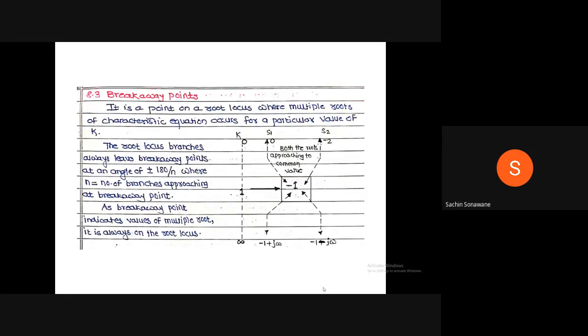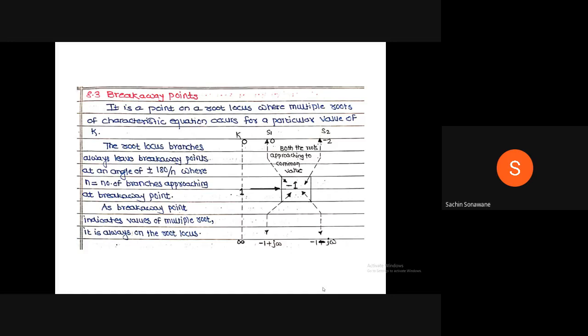Now the breakaway point. It is a point on a root locus where multiple roots of the characteristic equation occur for a particular value of K. The root locus branches. Branch means leaves. Always remember, branch means to start from that point or to leave that point. We know in a tree different branches are there. Now how are those branches formed? First of all, one small leaf is coming from the main trunk, or one branch is there, a major branch. Small leaf is coming and then afterwards it grows and it becomes a branch.